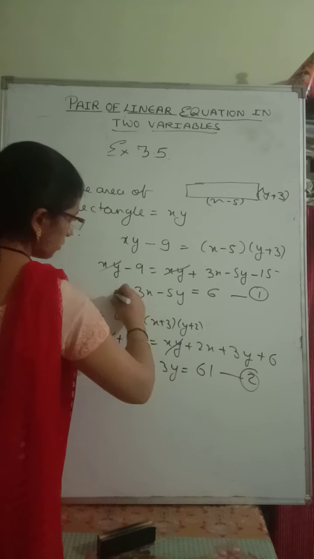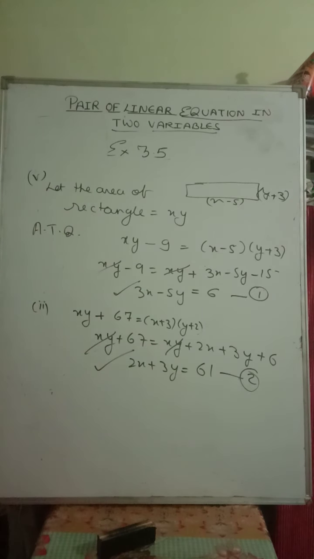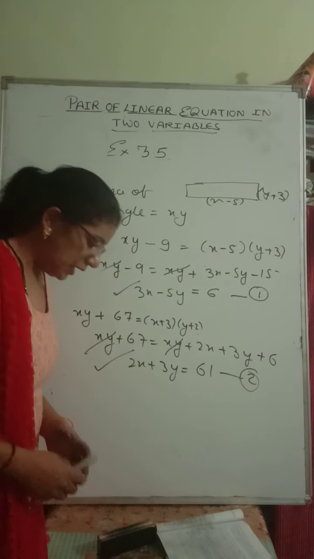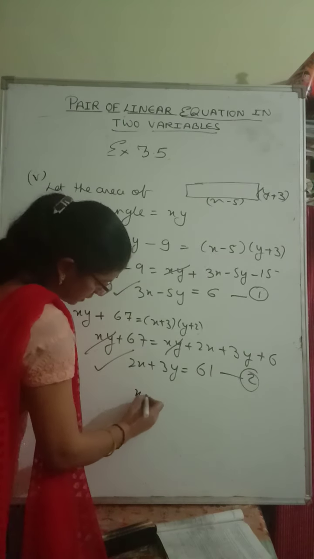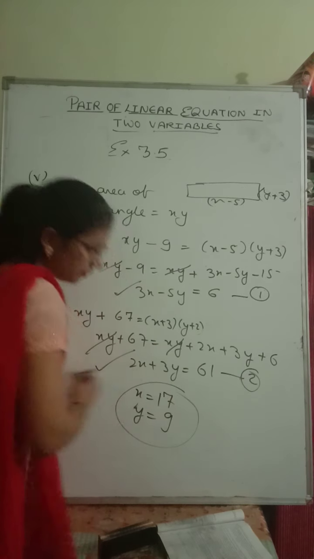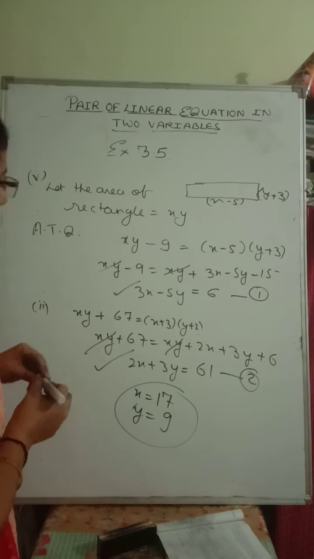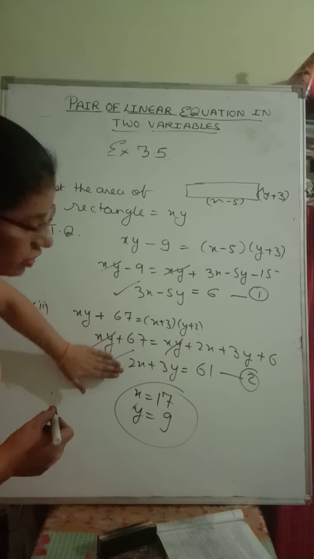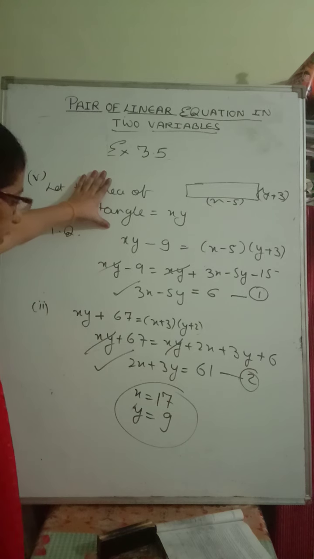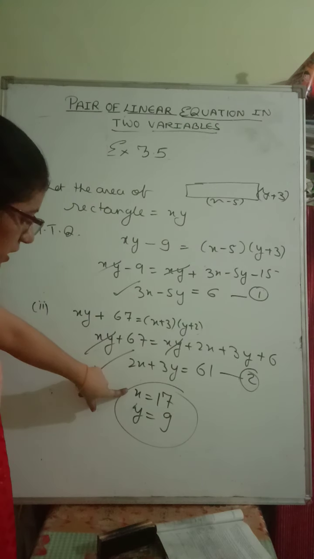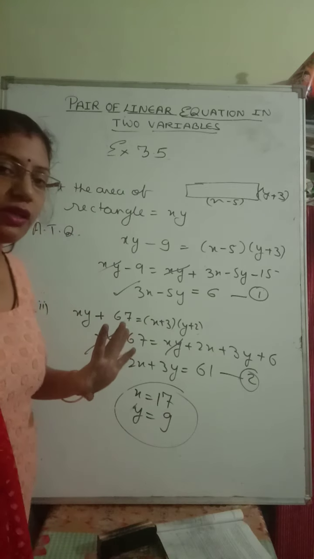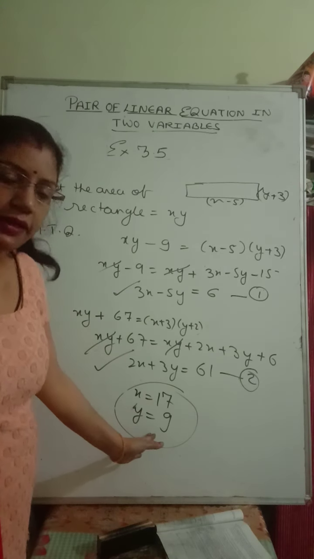So this is your first equation, this is your second equation. Now solve yourself, and the value of x will come 17 and the value of y will come 9. So please solve it yourself, and this is how the equations are formed, as I told you. Then we find the length is 17 and the breadth is 9. So we find the dimensions of the rectangle.